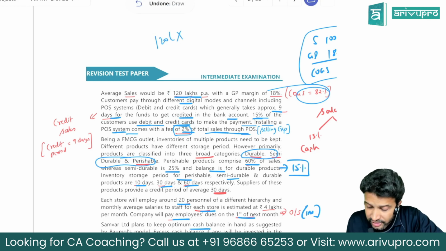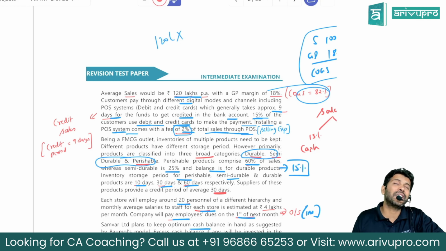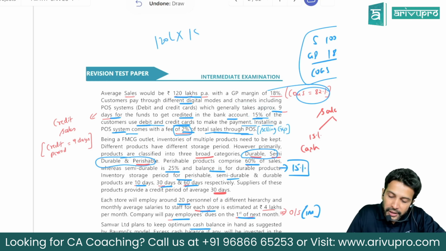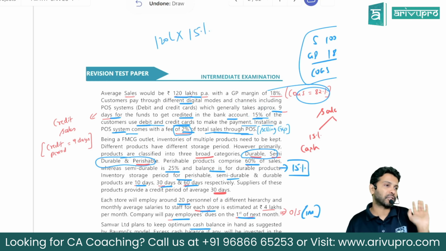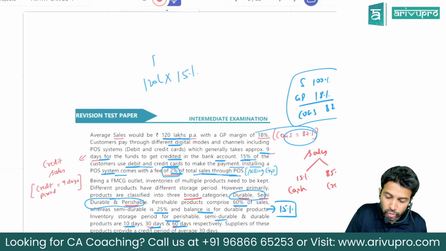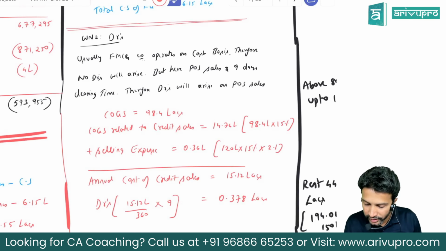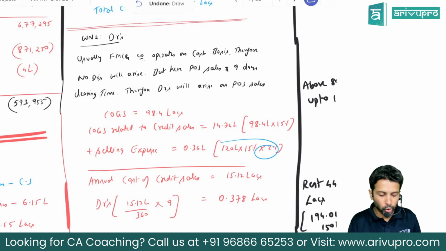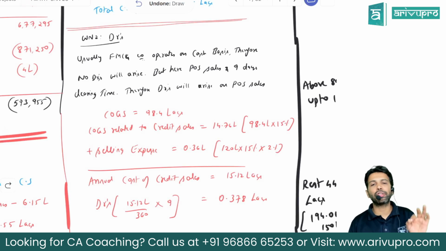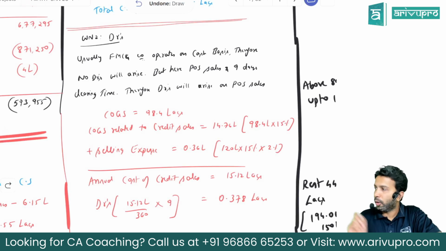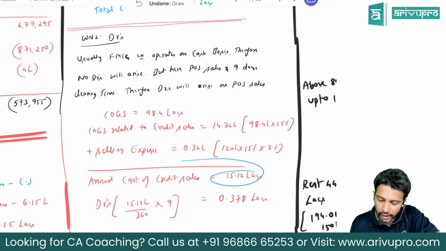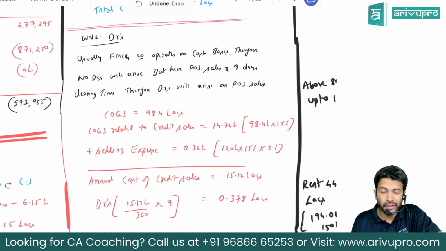Are you paying a commission of 2% on 120 lakh? No, only on total sales through POS. How much sales is happening through POS? Only 15%. 120 lakh is for 100%; for 15%, how much? That gives you POS sales. On POS sales, you pay 2% commission. So calculate: 120 lakh, 15%, into 2% gives 36,000 or 0.36 lakhs. By doing this, we get the annual cost of sales for credit sales, which is 15.12 lakhs.